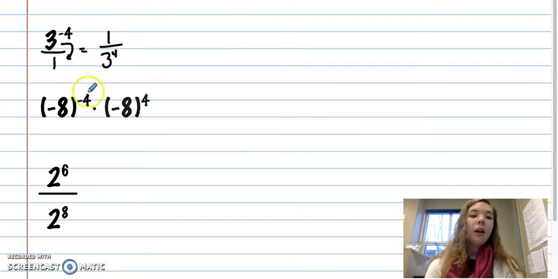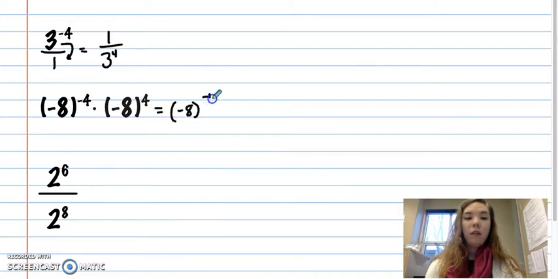Okay? In this type of problem, you are multiplying powers, which means you add your exponents. Okay, that's the very first rule we learned. So then you'd have negative 4 plus 4 gives you negative 8 to the 0 power. And then we just learned everything to the 0 power is equal to 1.